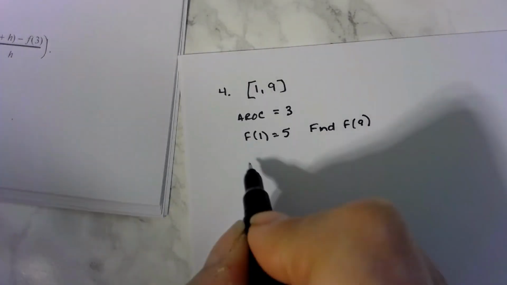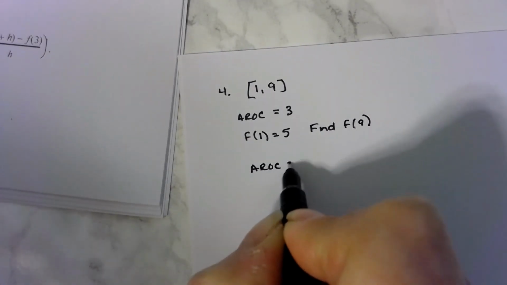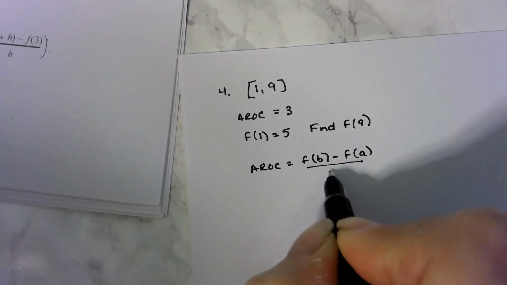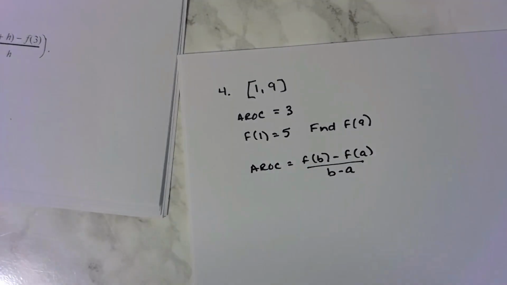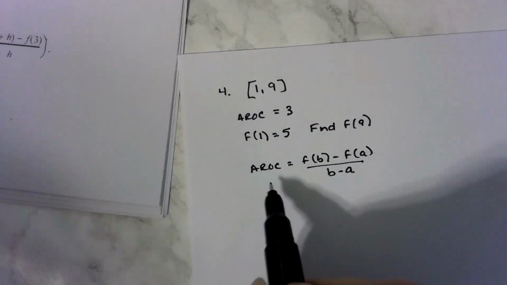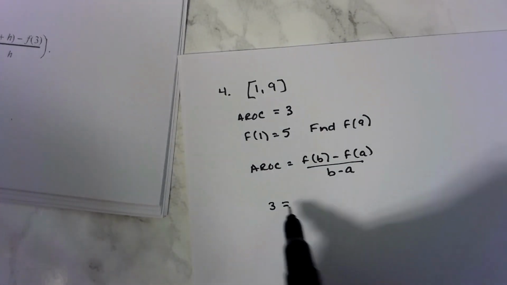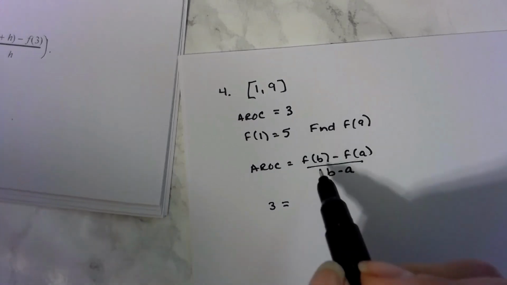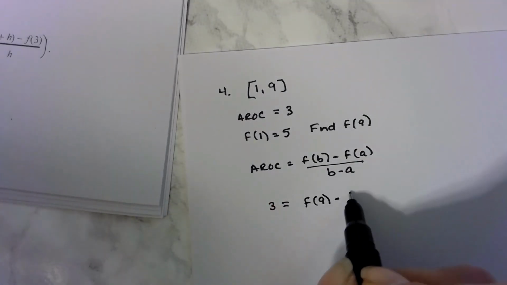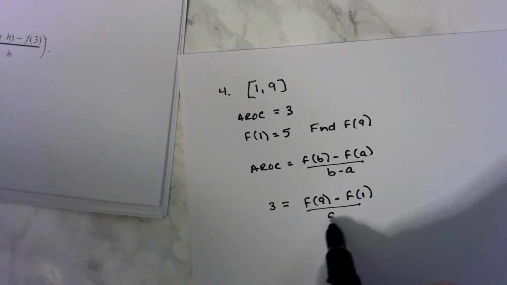Okay. We know that the average rate of change of a function is f of b minus f of a over b minus a, right? The non-sophisticated way of writing it, the slope of a secant line. And what we also know, because we were told, is that the average rate of change is equal to 3. So I'm going to plug a 3 in to the left-hand side of this equation. And so a is 1 and b is 9, so f of 9 minus f of 1 over 9 minus 1.